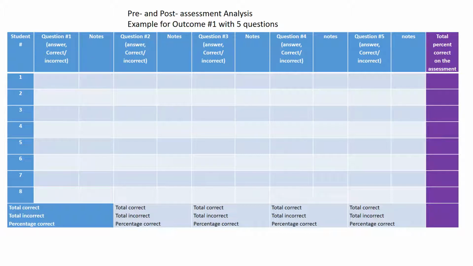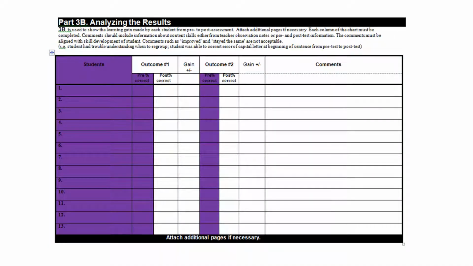So if you see here, this would be for outcome 1 with 5 questions, and this last column is purple, which leads us to the next slide. Here you're going to use the purple from the last slide, and you're going to fill in these blanks that I have highlighted for you. So student number 1, again, no initials, no names, no identifying numbers. Student number 1, and you're going to tell that was outcome number 1 with 5 questions.